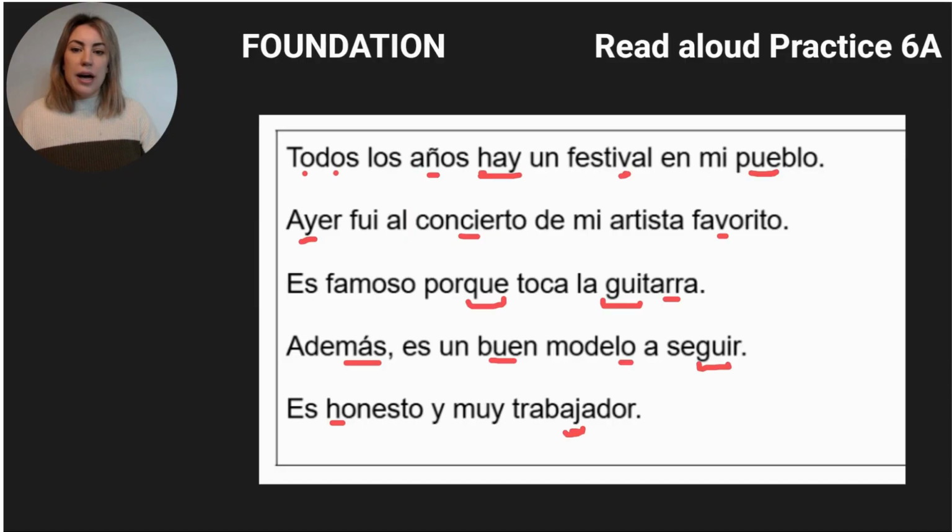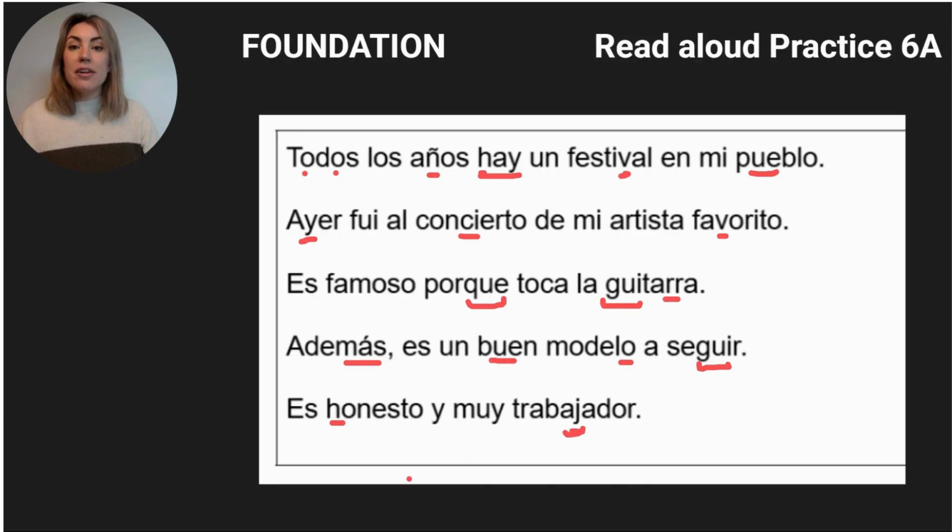Todos los años hay un festival en mi pueblo. Ayer fui al concierto de mi artista favorito. Es famoso porque toca la guitarra. Además, es un buen modelo a seguir. Es honesto y muy trabajador.